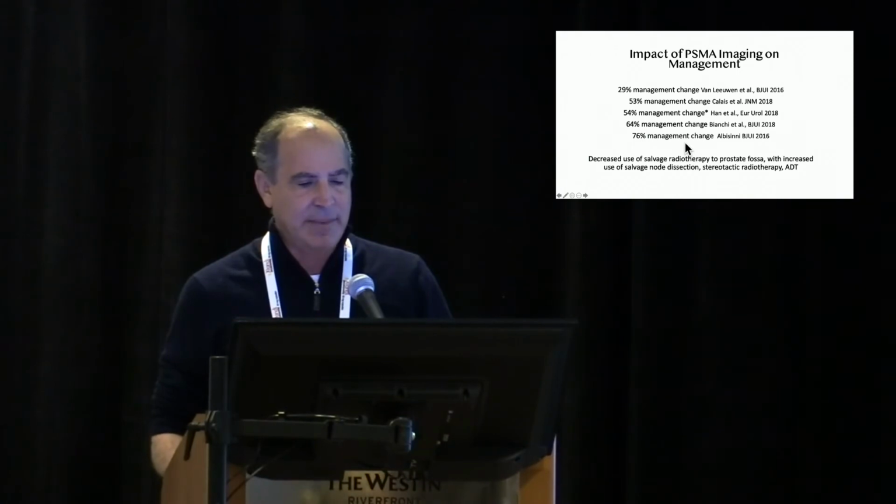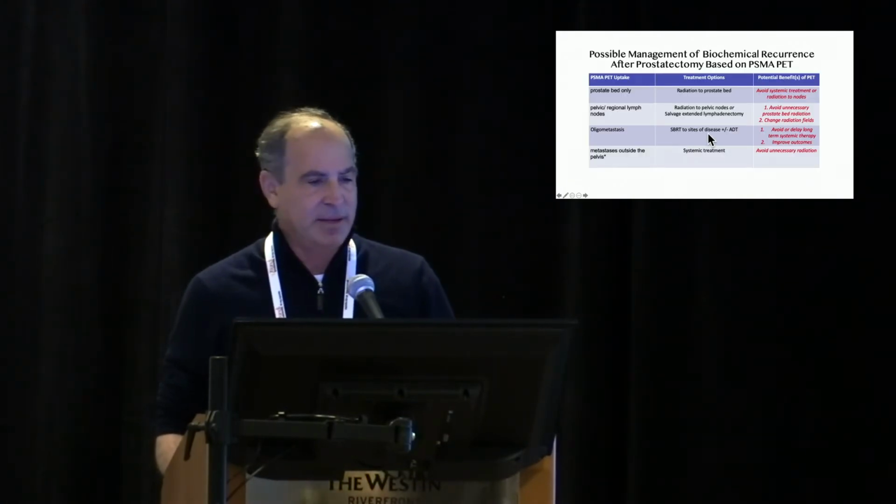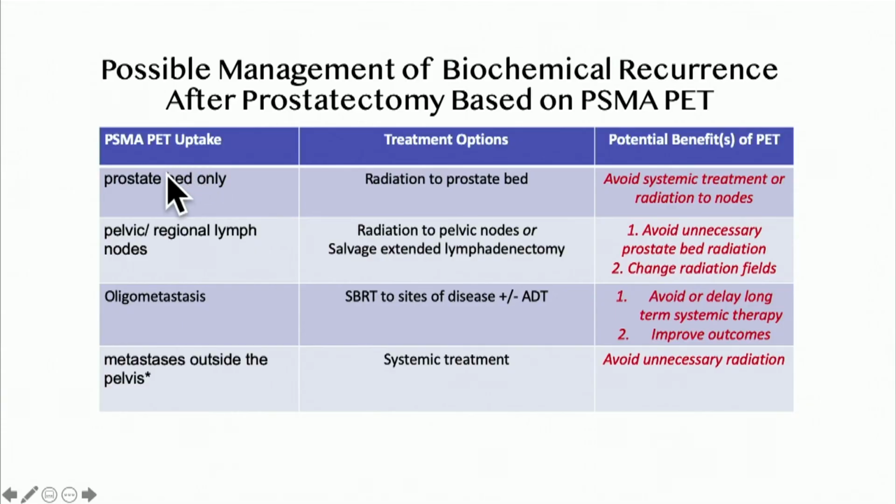And I'll go through some examples of the ways that it may impact management. I think we know what they are. So let's say PSMA uptake is in the prostate bed only. Then the treatment option, instead of radiating the lymph nodes, might be to do radiation just to the prostate bed and avoid systemic treatment or radiation to the nodes. If they've got nodes in the pelvic regional lymph node chain, maybe just treat the nodes and avoid unnecessary prostate bed radiation.